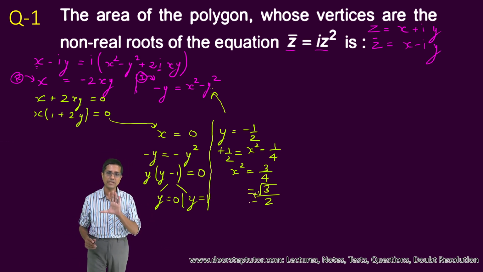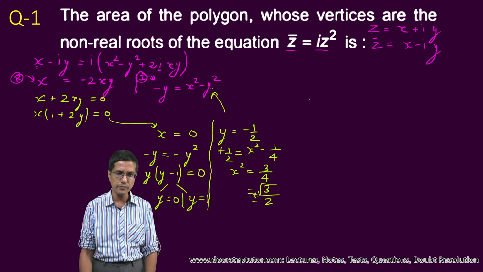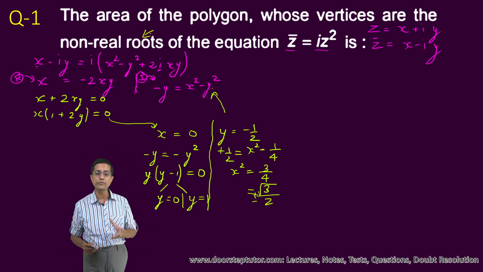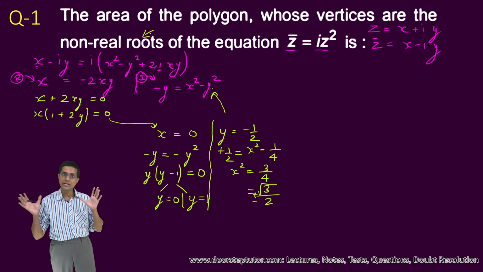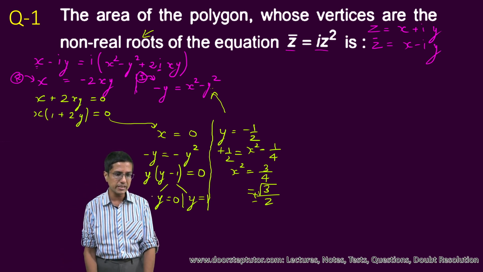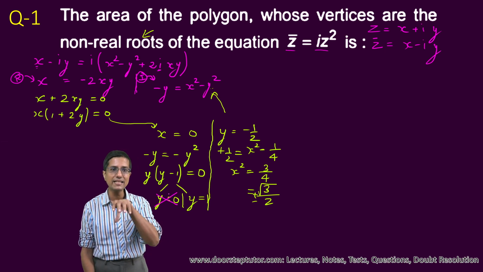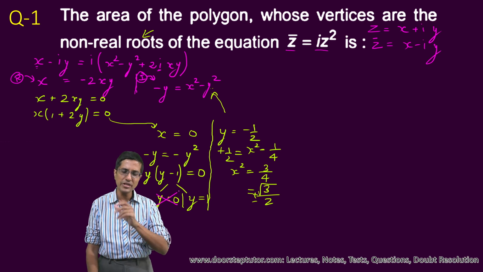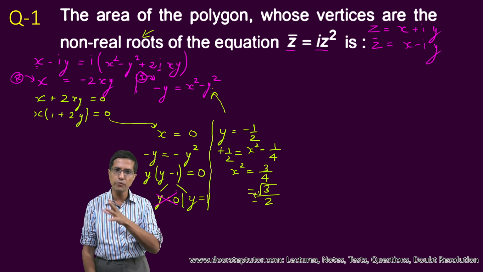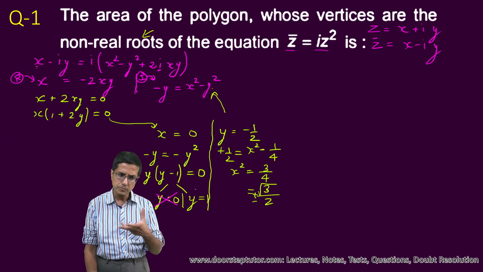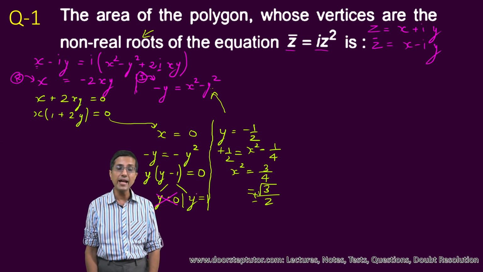Now I have a total of 4 points. Let's try to plot the 4 points. Of course before we plot them, we are only interested in the non-real roots. Non-real roots are those roots which are imaginary. Imaginary roots I can only get if y is not equal to 0. So this solution is actually rejected. We don't even worry about x equal to 0, y equal to 0, because in that case I have a real root. z would be equal to 0, which is a real number. I'm interested in only those roots where y is non-zero.